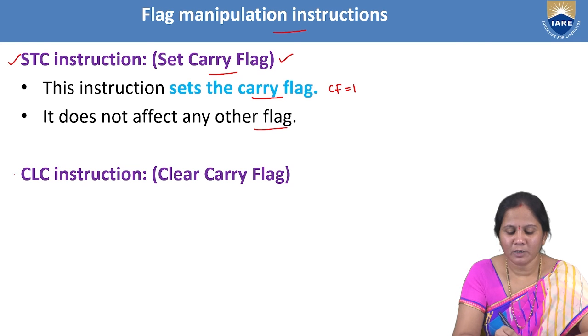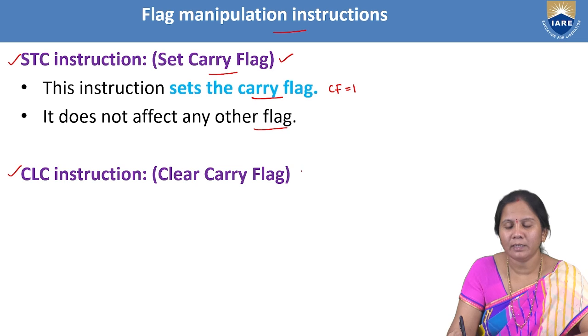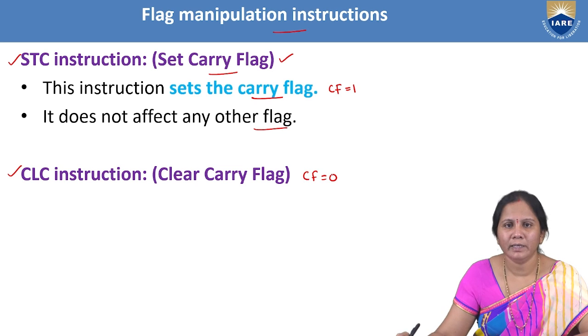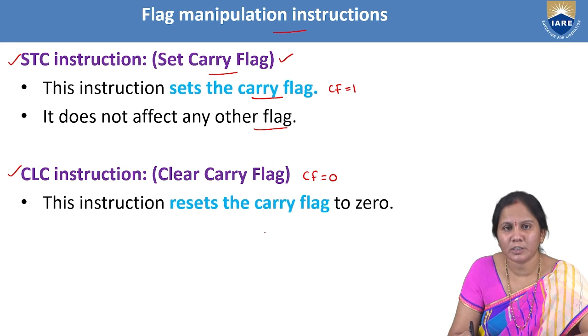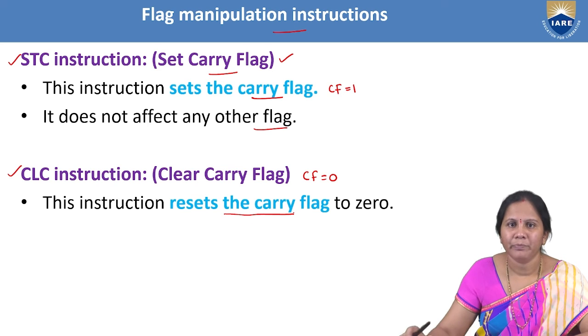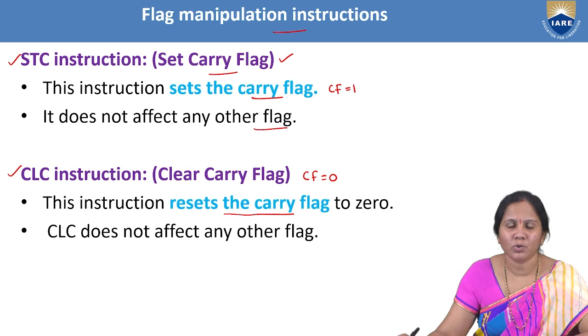The next flag manipulation instruction is the CLC instruction, clearing the carry flag. That means the CF flag bit will be cleared, that is, set to 0. When this instruction is executed, it resets the carry flag, and it does not show any effect on the other flags.